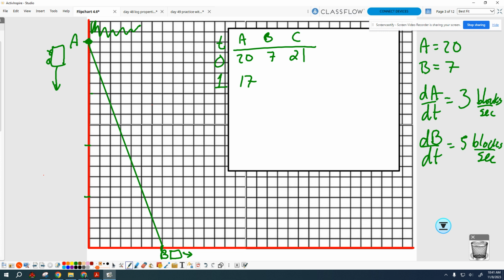Ellie, where is B gonna end up? 15? Oh, sorry. Okay, so we randomly chose that it's moving 5 blocks per second. So B is going away this way, 5 blocks, so starting at 7, it's at 12. 12. So now measure it again.